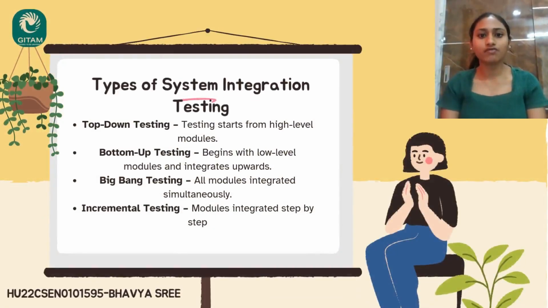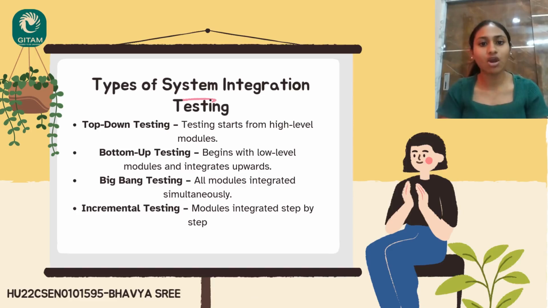There are several ways to perform system integration testing. They are top-down testing: we start testing with high-level modules first, then gradually integrate low-level components. In bottom-up testing, we begin with the lower-level modules and then integrate them with higher-level ones. In Big Bang testing, all components are integrated at once and tested together. This is risky because debugging becomes difficult if multiple issues arise.